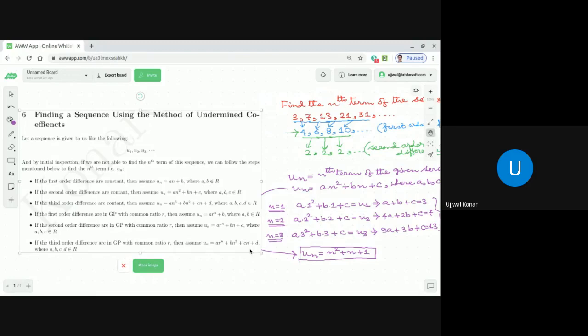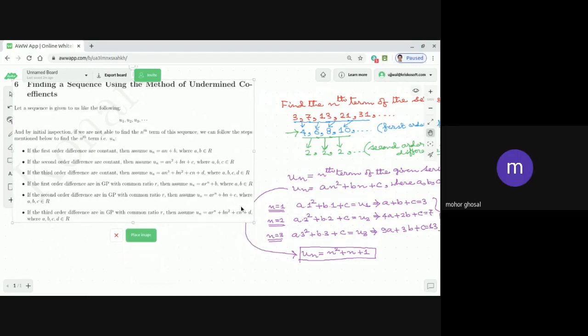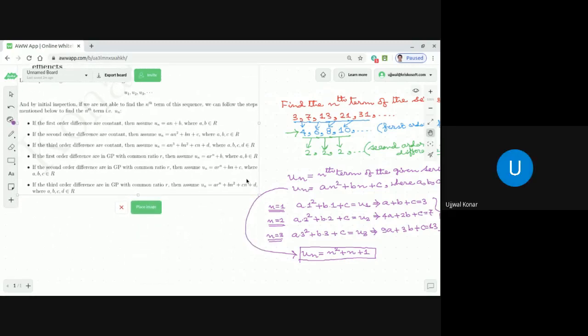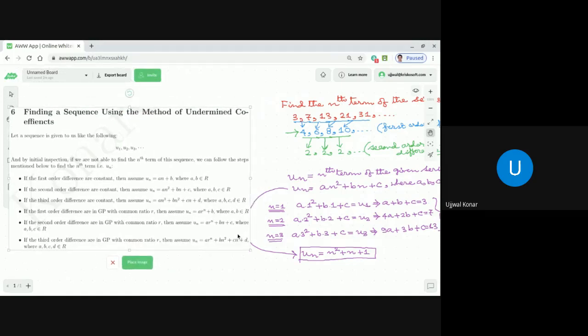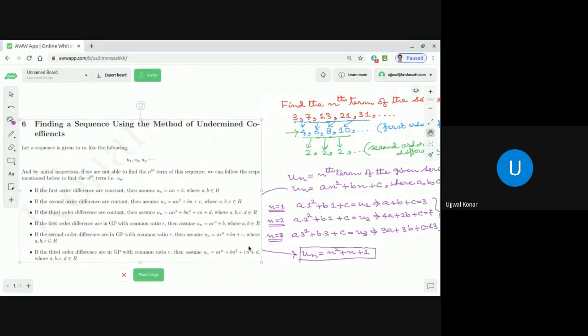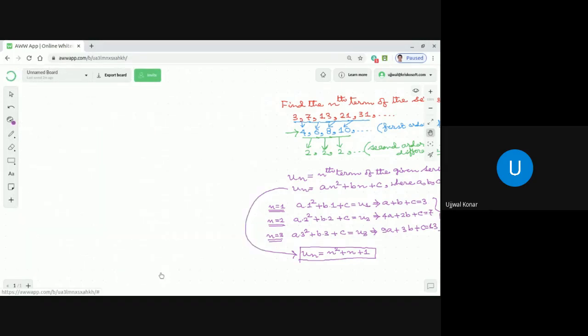Are you able to view this very clearly, dear students? Just a minute, if I can move it a little bit. Okay, fine. Let's go through it properly.